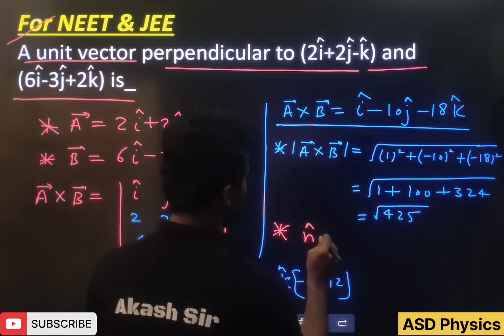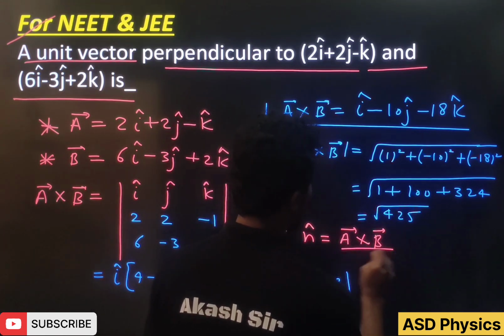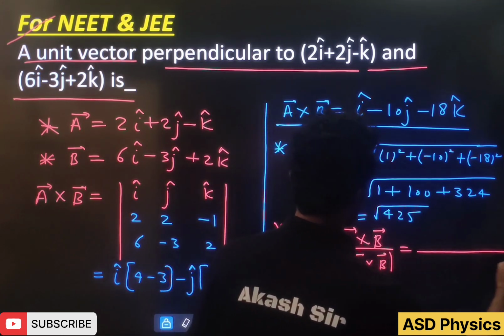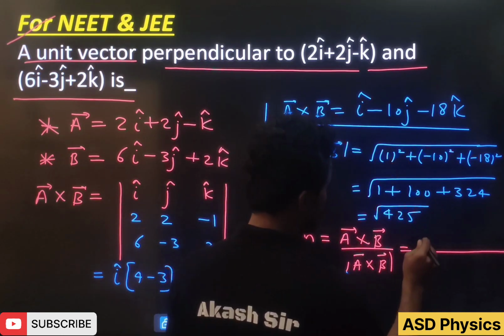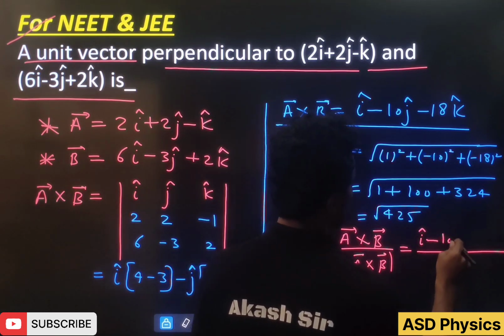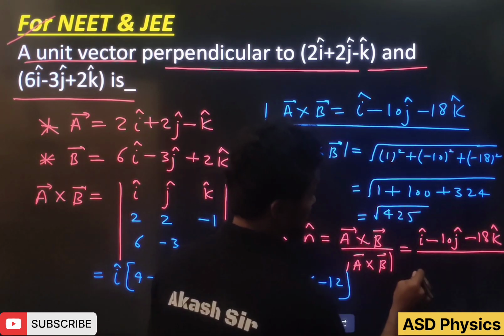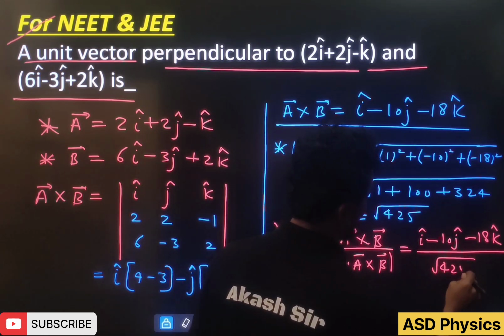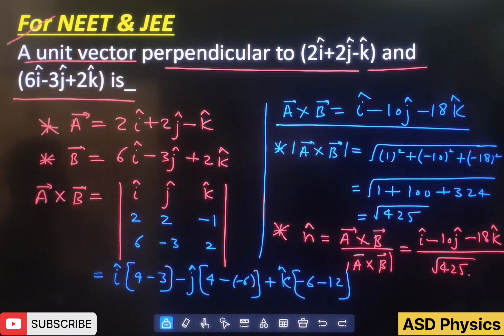So the unit vector perpendicular to both of them is A cross B by mod of A cross B. A cross B we have got: i cap minus 10j cap minus 18k cap. And this one is square root of 425. Okay, students, so you can see very well.